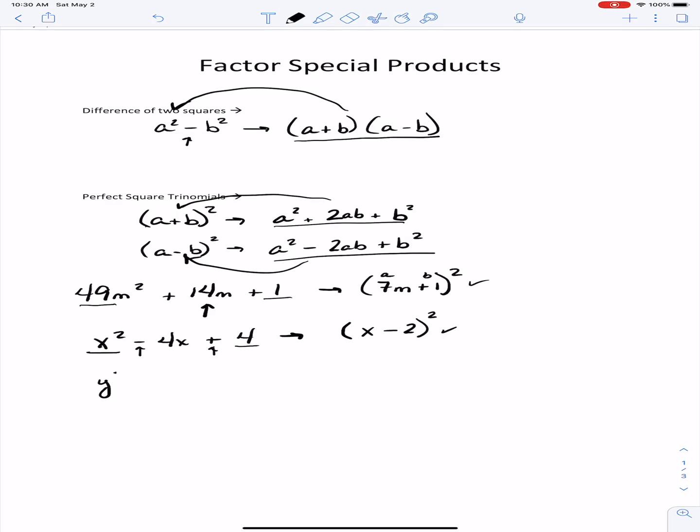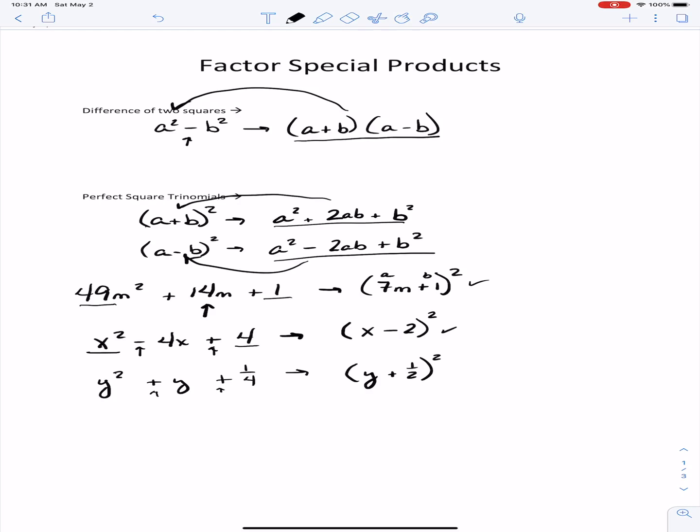How about y squared plus y plus 1/4? Well, y squared is a perfect square. 1/4 is a perfect square. And both of these are positive, so we know we're going to use the a plus b squared. Well, the square root of y squared is y. The square root of 1/4 is 1/2. And so we have y plus 1/2 squared.